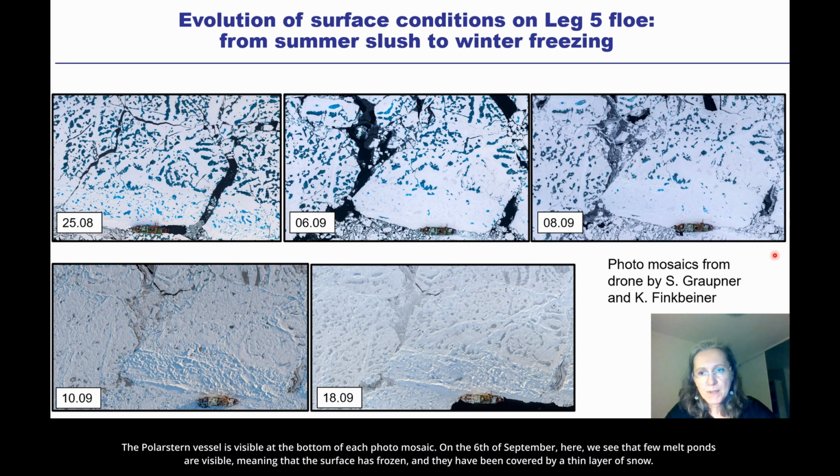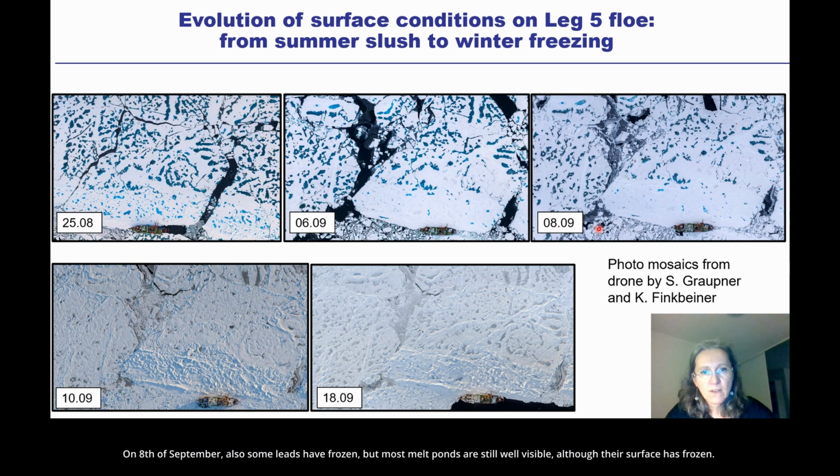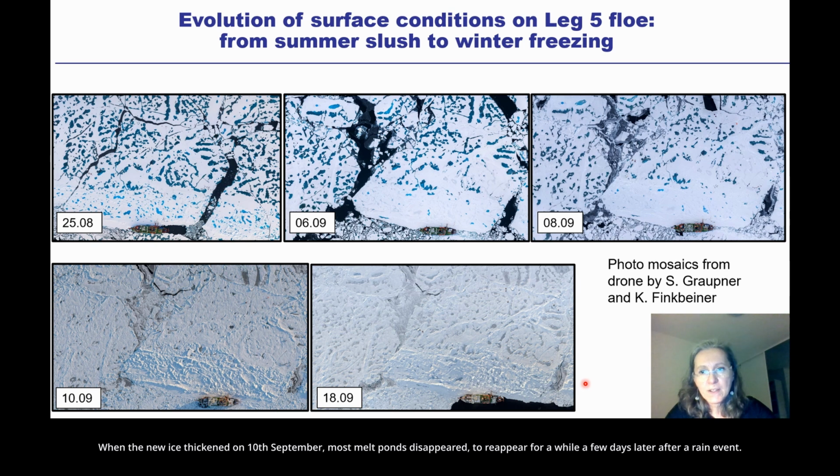On the 6th of September, we see that a few melt ponds are no longer visible, meaning that the surface has frozen and they have been covered by a thin layer of snow. On the 8th of September, some leads have also frozen, but most melt ponds are still well visible, although their surface is frozen. When the new ice thickens on the 10th of September, most melt ponds disappear, to reappear for a while a few days later after a rain event.